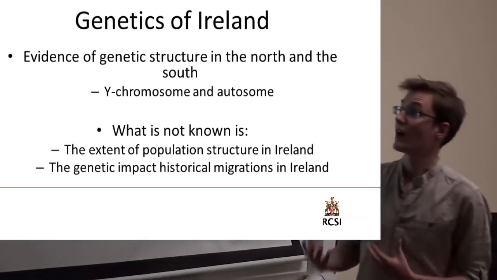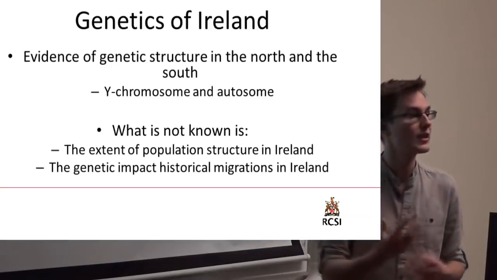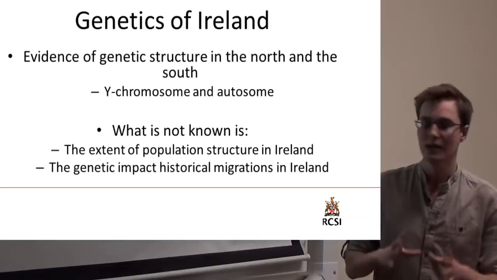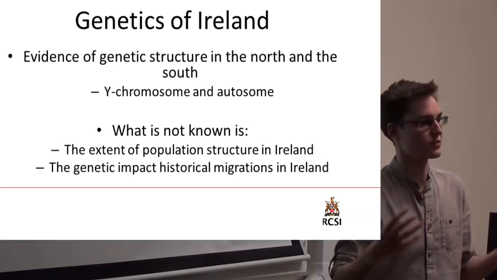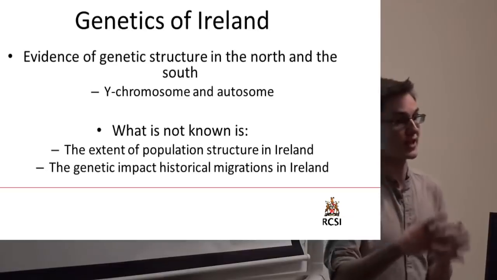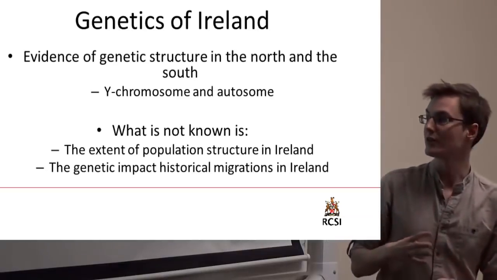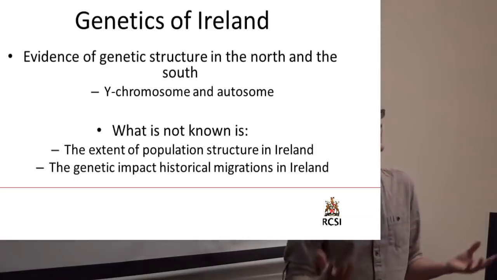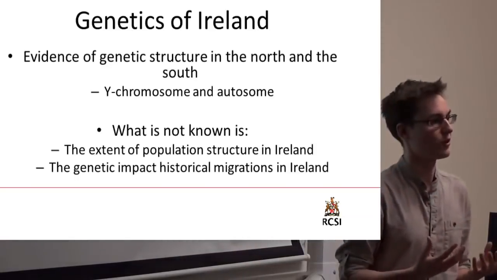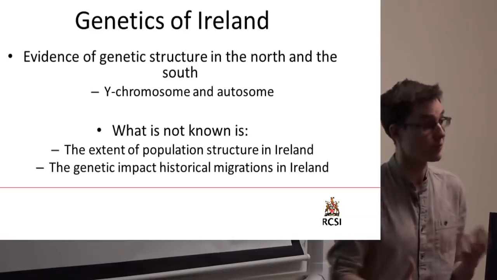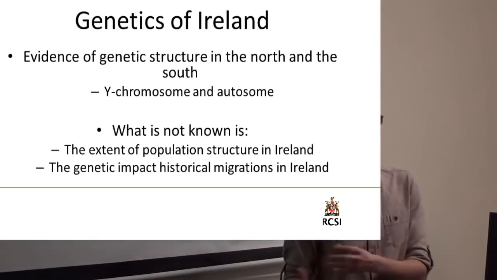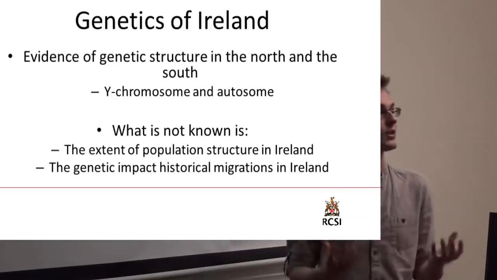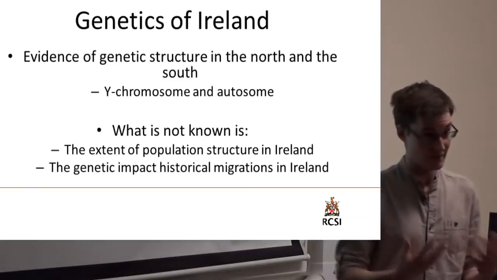To wrap all of that up quickly, we're seeing evidence of genetic structure in Ireland through different lenses. But what we don't know is, using the autosome, what the extent of that structure is in a comprehensive review of the genetics of Ireland. What we also don't know is the genetic impact of historical migrations into Ireland. I've said that Ireland's quite isolated geographically and historically, but that's not totally the case. There have been historical migrations into Ireland, and those have brought people, and they might have brought genes with them as well. We don't know the impact of that, so we decided to investigate that using the Atlas as well.